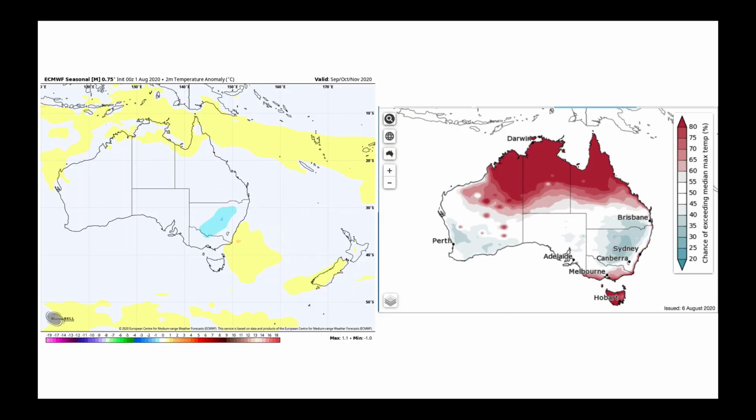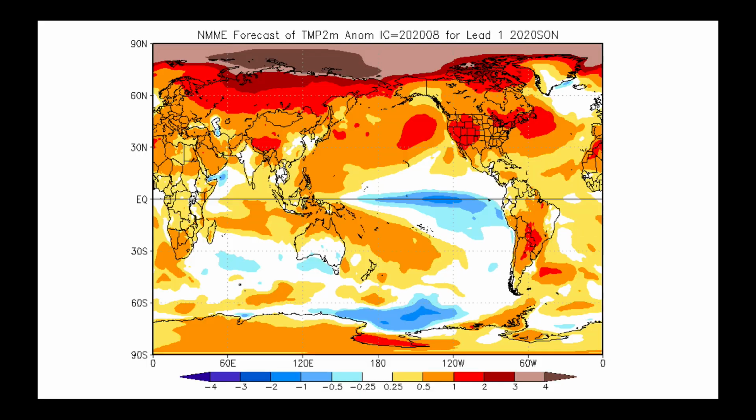How about temperatures? Once again, I see some pretty good similarities here between what the European model's saying over September, October, November, and what BOM is saying. Notice a similar pattern: warmer north with near average to cooler than average, stretching from west to east here across the southern half of the continent. And that is also echoed in the National Multi-Model Ensemble.